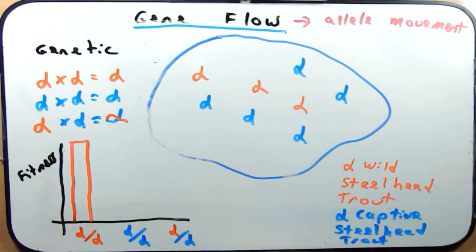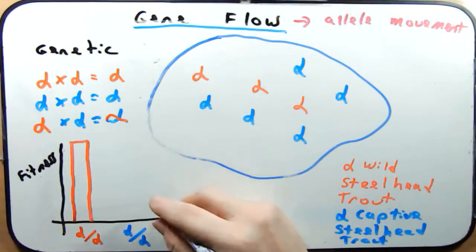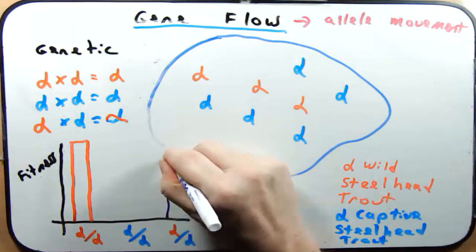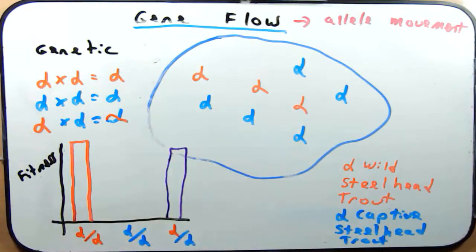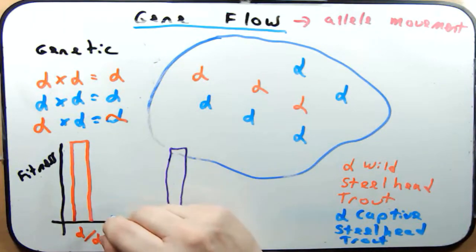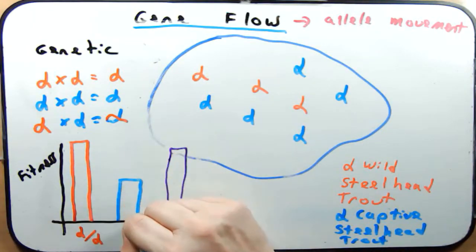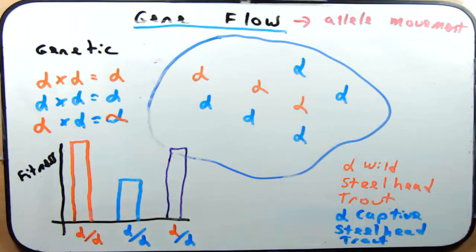They also showed that the fish that resulted from a wild and a captive steelhead trout also had fairly decent fitness, but not quite as good as the wild times wild. And what perhaps surprised them when they did this study is that the relative fitness of the trout that were from the captive trout matings had a much reduced fitness, about half of that of the wild type.